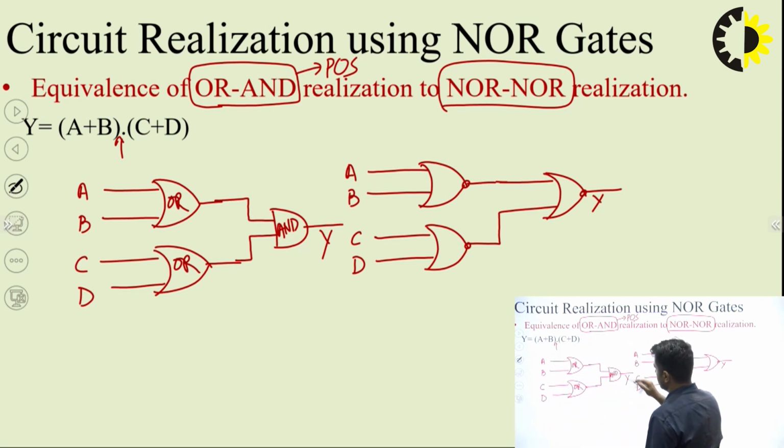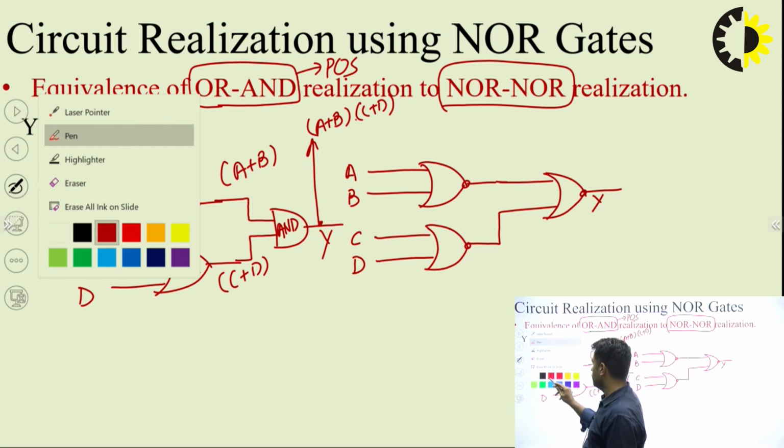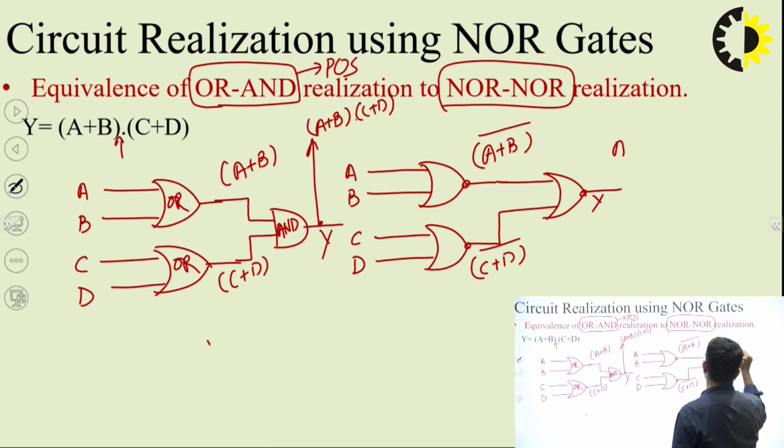So we can simply check that it is A plus B. This is C plus D. And here this Y is A plus B into C plus D. Now for the second circuit, we can check. This is (A plus B) complement. This is (C plus D) complement, and this will be, this is the first input, A plus B, plus, this is the second input, C plus D, and whole complement.